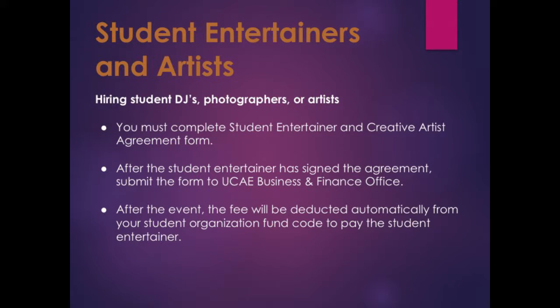If you want to hire a student to be a DJ, photographer, or artist for your event, you must complete the Student Entertainer and Creative Artist Agreement on the UCAE website. After the student entertainer has signed the agreement, submit the form to the UCAE Business and Finance Office. After the event, the fee will be automatically deducted from your student organization fund code.